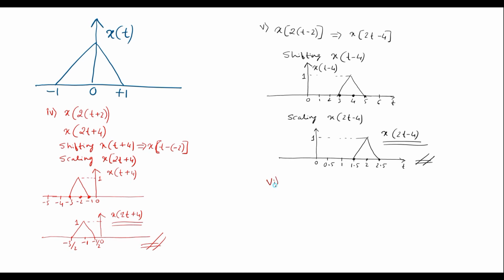Now we'll perform the sixth operation, that is x of 3t plus x of 3t plus 2. So here x of 3t is a scaling operation. x of 3t is obtained by compressing x of t by scaling factor 3. So x of t will be compressed, that is minus 1 by 3, and this is 1 by 3.